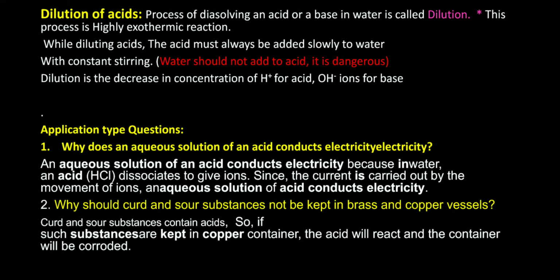While diluting acids, the acid must always be added slowly to water, with constant stirring. Water should not be added to acid because it is very dangerous, highly dangerous. We may get some explosions also. Next, dilution is the decrease in concentration of H+ for acid and decrease in concentration of OH- for base. I already told you dilution.